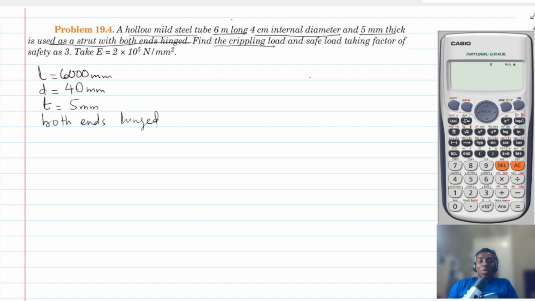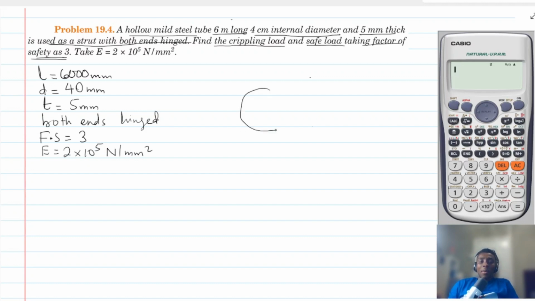And then he says find the crippling load, or the collapsing load, and then the safe load, taking the factor of safety as 3. So our factor of safety is 3, and we are to take E as 2 times 10 to the power 5 Newton per millimeter squared. So this question is pretty much simple. This one is hollow, so it means it has got an external and internal diameter. So this is how you go about it.